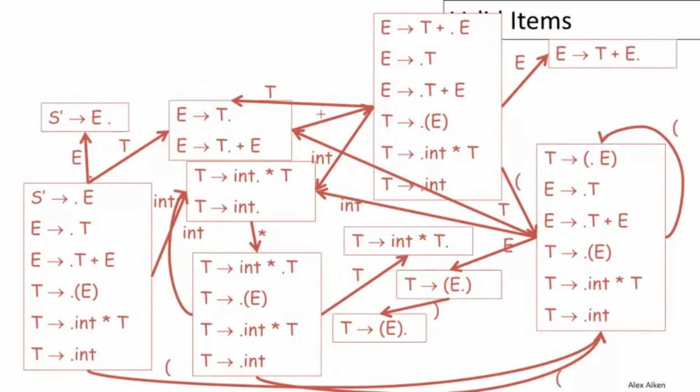This deterministic automaton recognizes the viable prefixes of our example grammar. But now notice that each state is a set of items. So there's a set of non-deterministic automaton states in each of these states. And recall that what that means is that the non-deterministic automaton could be in any one of these states. And in particular, this state here is the start state because it has the item S prime goes to dot E.